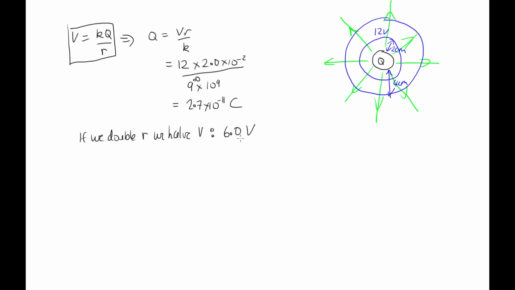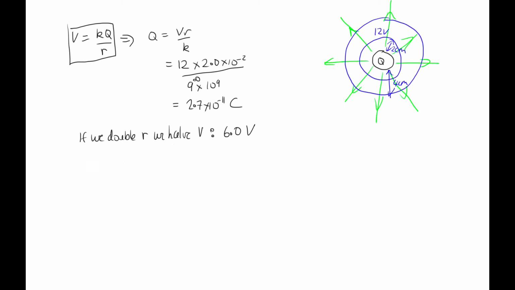Now, that's the fast way to do it. If you want to do it the more mechanical, slow way, of course, you can just substitute into this equation now that we know Q and calculate the new voltage.